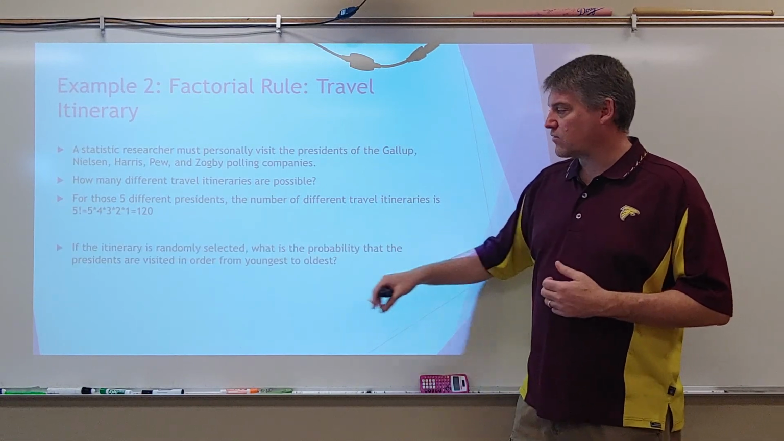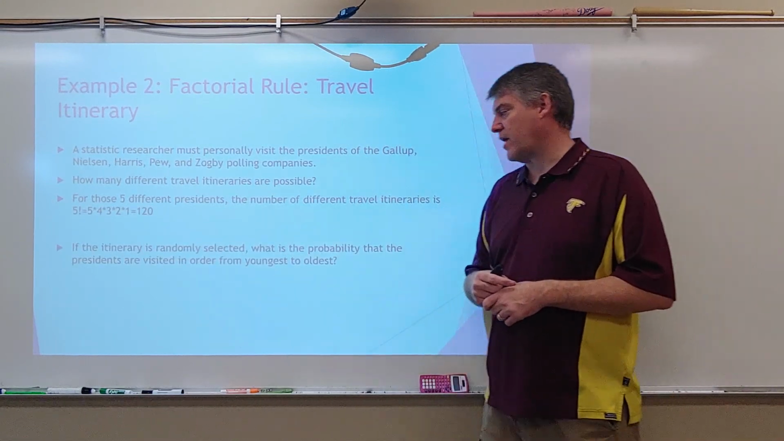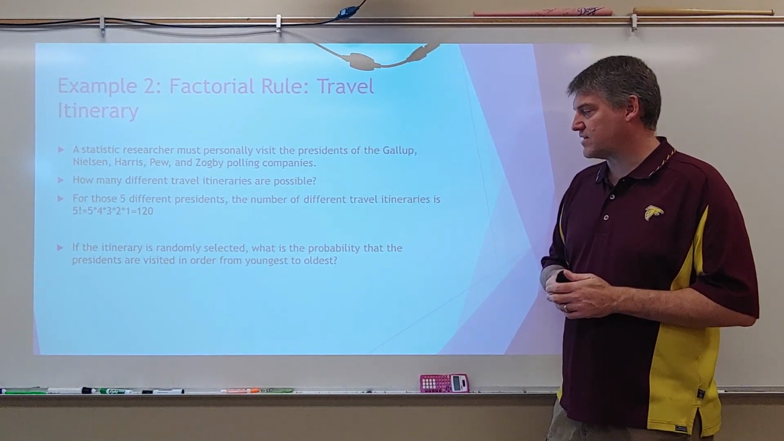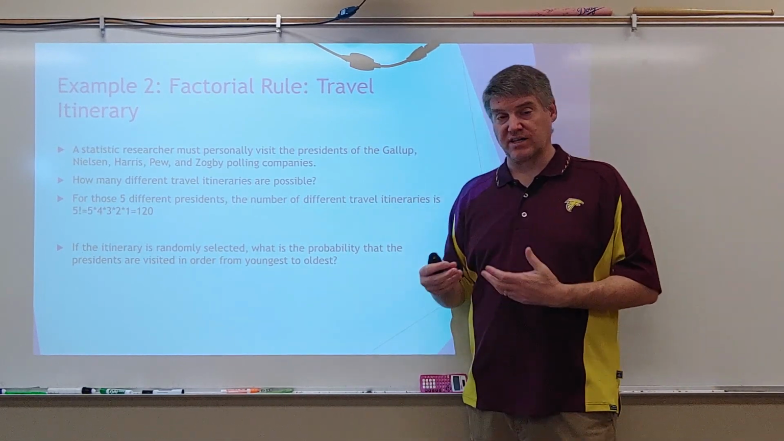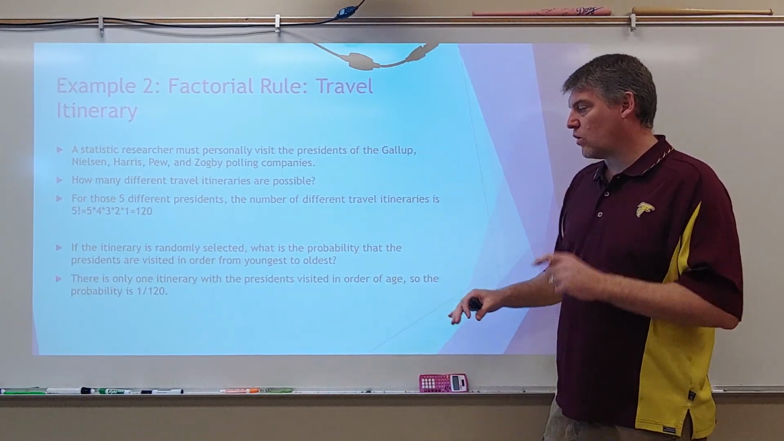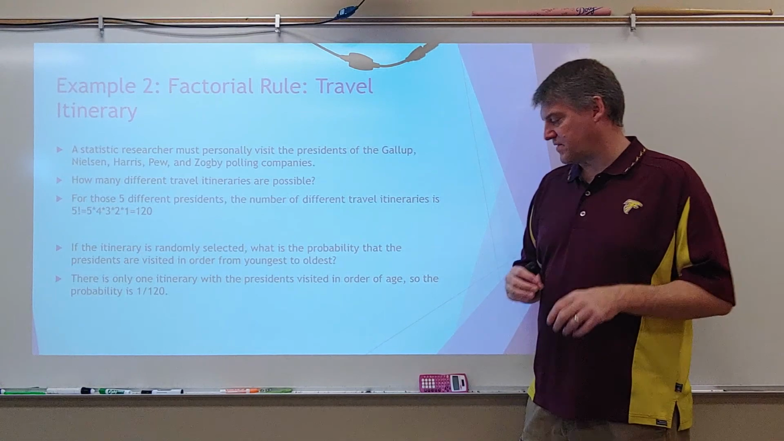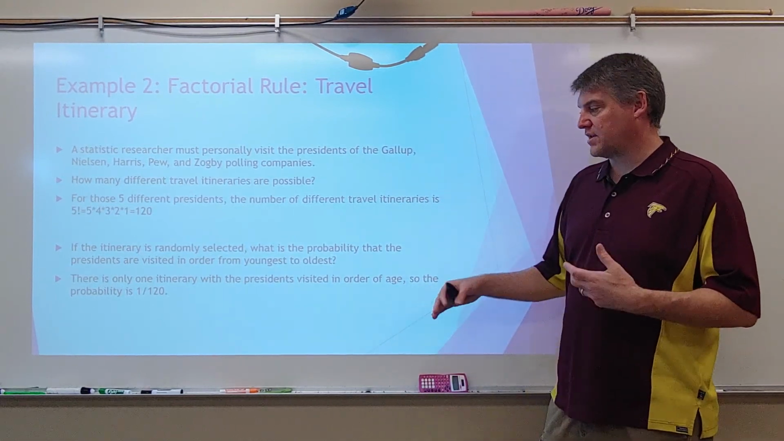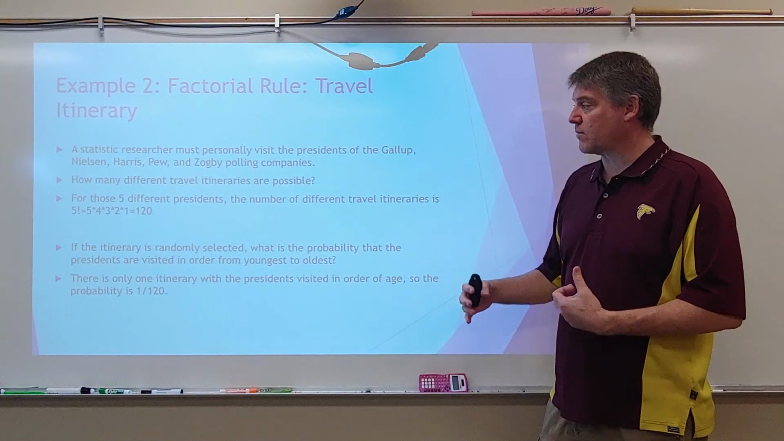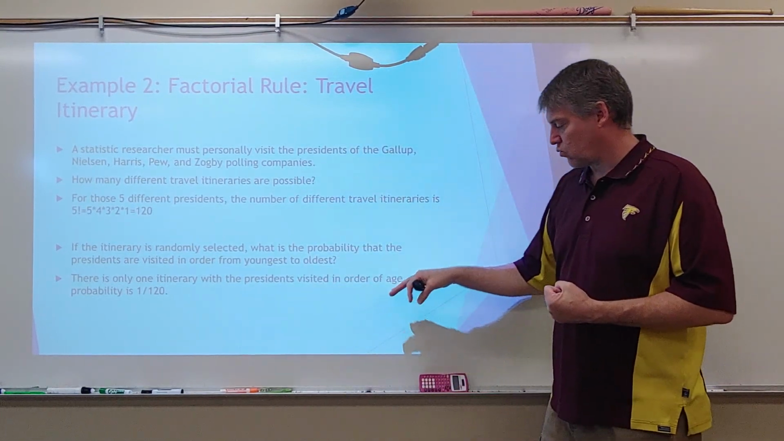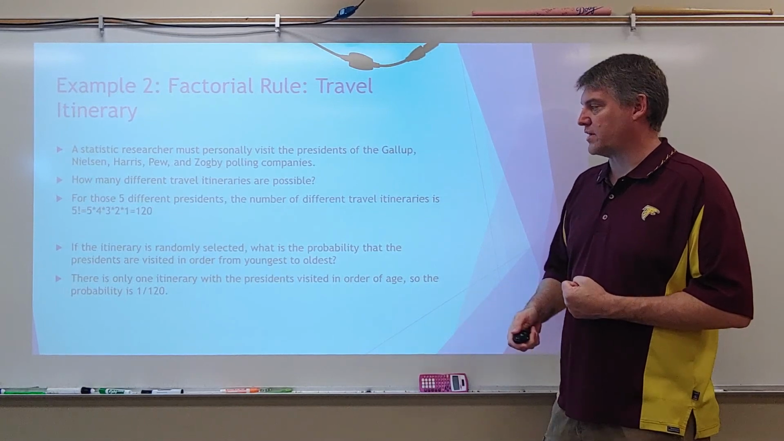Second question: if the itinerary is randomly selected, what is the probability that the presidents are visited in order from youngest to oldest? There's only one itinerary with the presidents visited in order of age. So the probability is 1 in 120.